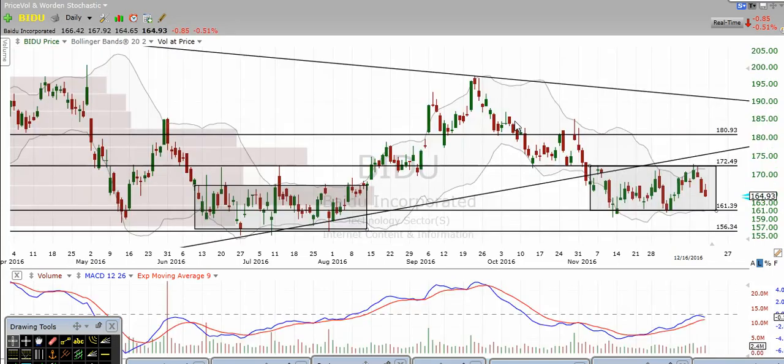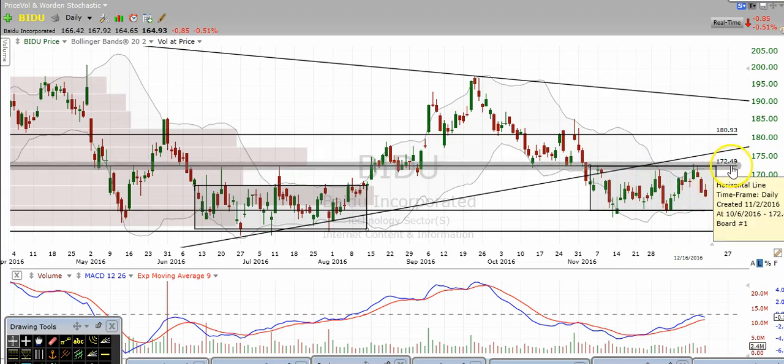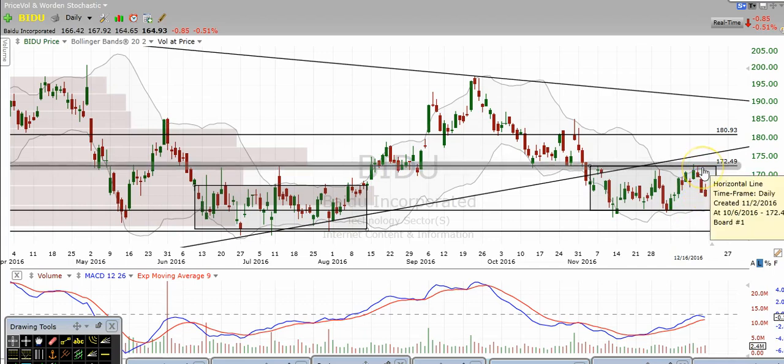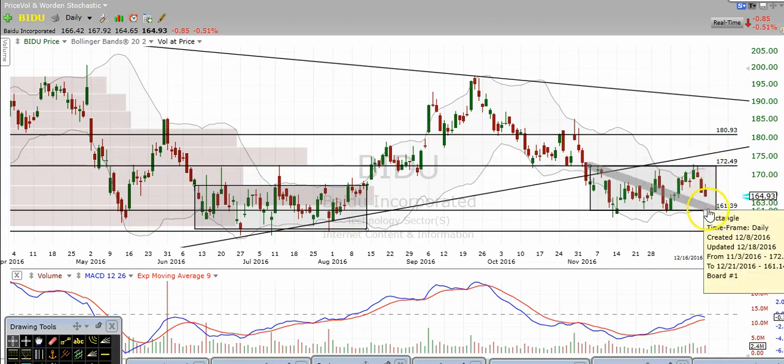The next one we're going to take a look at is BIDU. BIDU is really just trading in this box some more. Approximately 172.50 is the high, and about 161 is the low. More than likely, we're headed down to the low of that box this week. As you can see, we got rejected at the highs, and now we still have support down here at the lows near 161.